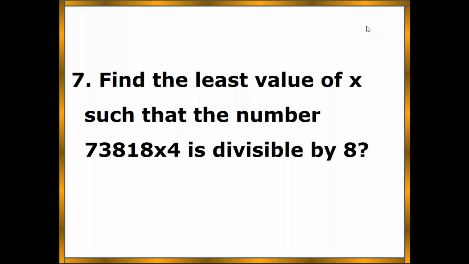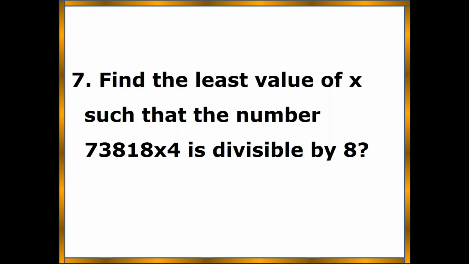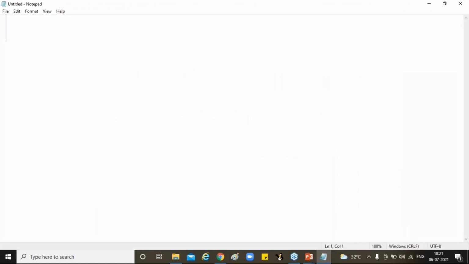8x4 is divisible by 8. So 7381 8x4, if it is divisible by 8, yesterday we already discussed the divisibility conditions.